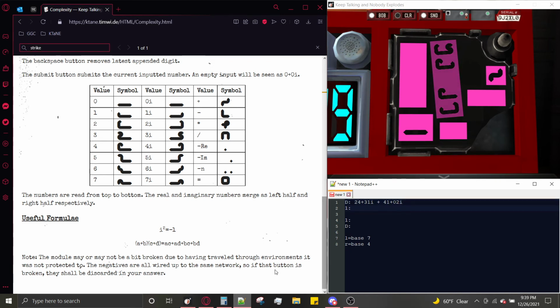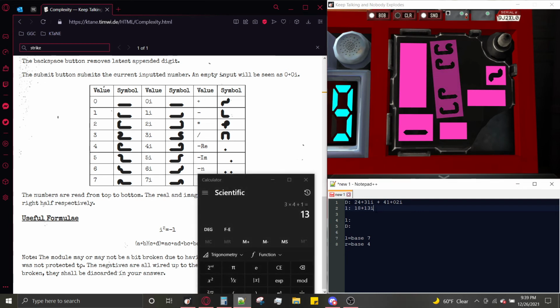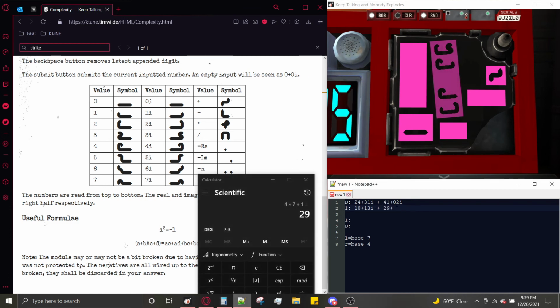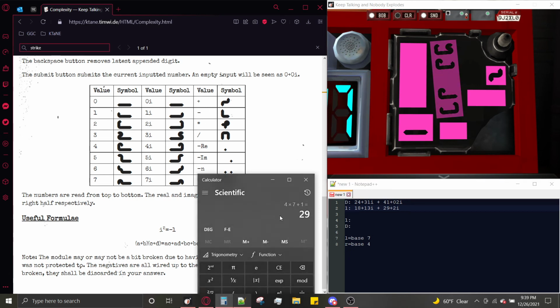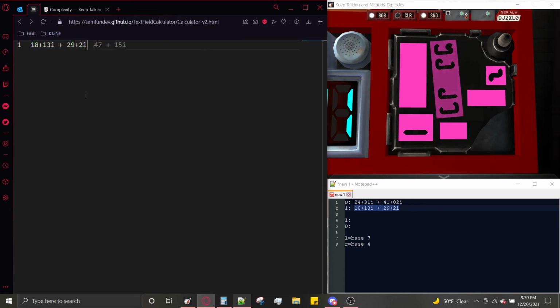Okay, so let's convert our numbers into base 10. 2 times 7 plus 4 is going to be 18, plus 3 times 4 plus 1 is 13i, plus 4 times 7 plus 1 is going to be 29, plus this is just 2i. So we can put this in the Texio calculator to make sure we get the correct answer. Make sure we put these in parentheses. We should get 47 plus 15i.